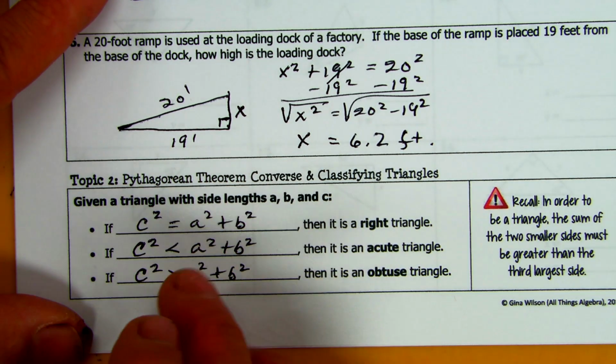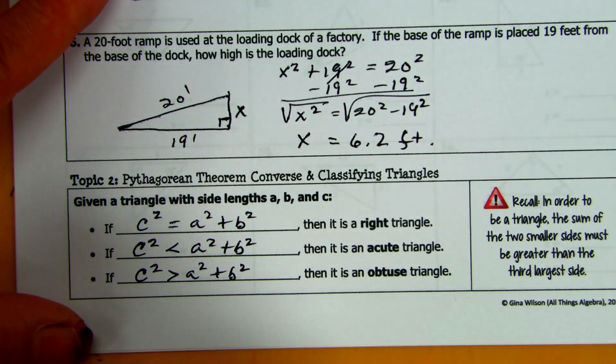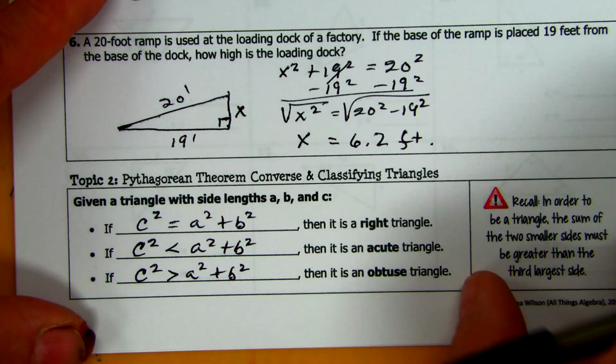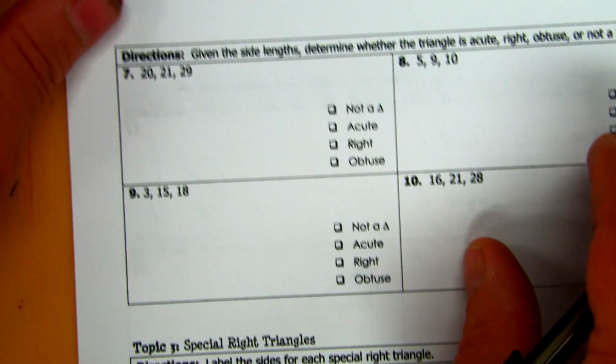But in doing this, we have to remember that in order to be a triangle, the sum of the two smaller sides must be greater than the third largest side. Okay, let's go to page 2. Alright, so we'll try some of this out.